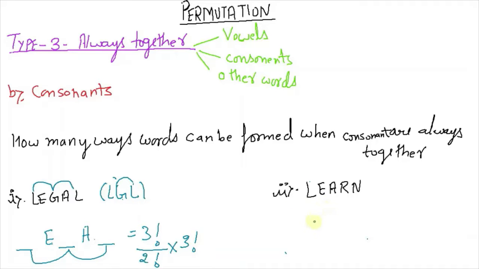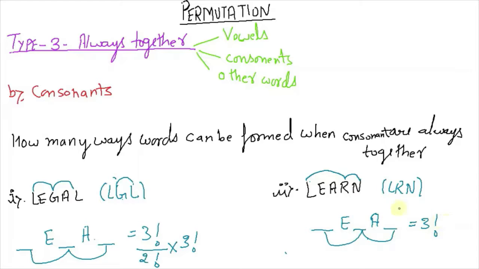Now let's come to another example, and that is learn. The consonants we have are L, R, N. 3 consonants, write them separately. Now write the remaining letters, E and A. The number of spaces where we can put these letters is at the starting, in between E and A, and at the end, which means 3 factorial ways because there are 3 spaces. Now LRN itself can be arranged in 3 factorial ways. Once you solve it, you can get the answer.